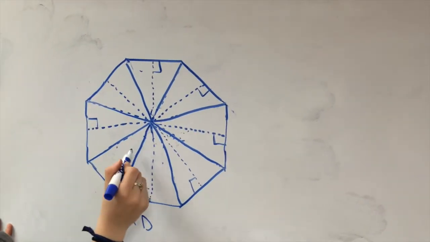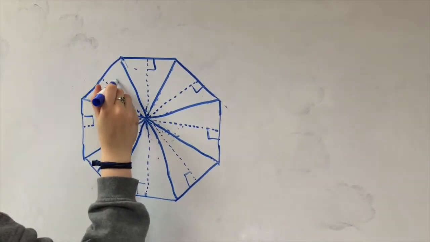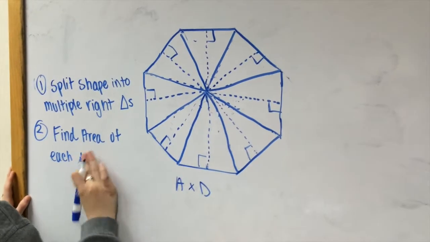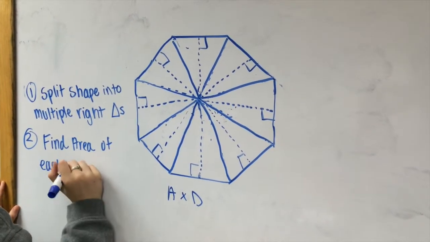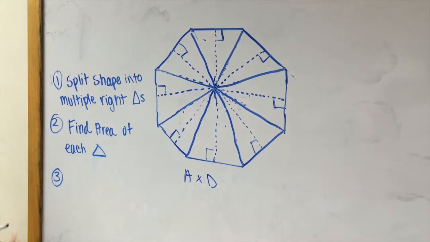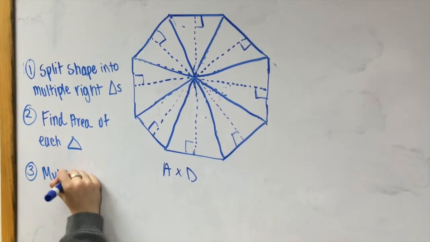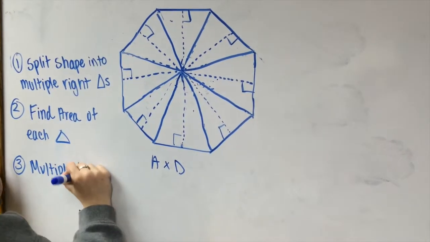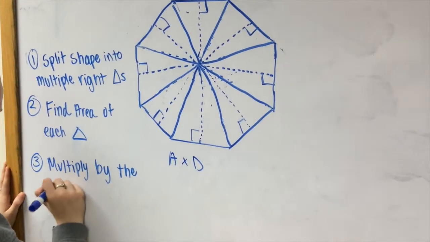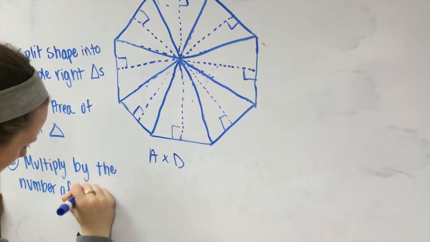So here we have me splitting up the polygon into multiple right triangles. And there's 16 right triangles. So you have to split the shape into multiple right triangles and then find the area of each triangle in the octagon. And then you have to multiply by the number of triangles in the octagon to find the area. So there's 16, so you find the area of one of them and then multiply that by 16 to find the area of the octagon.